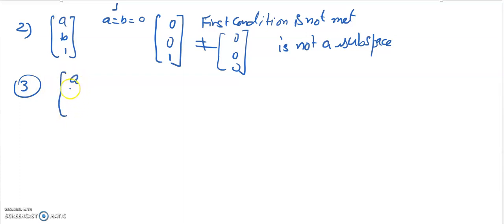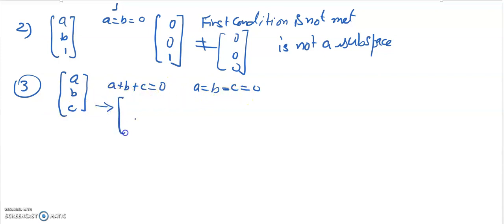In this case we have a, b and c with the condition that a plus b plus c is equal to 0. Okay, so for checking the first condition, we take a is equal to b is equal to c is equal to 0. In this case a plus b plus c will be 0, so we get a 0 vector. So the first condition is satisfied. How about the second condition?